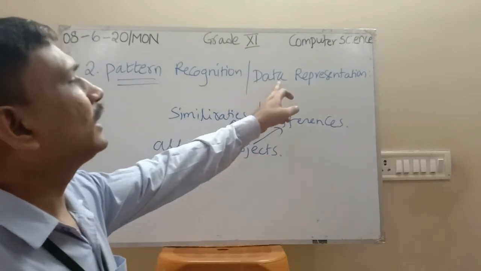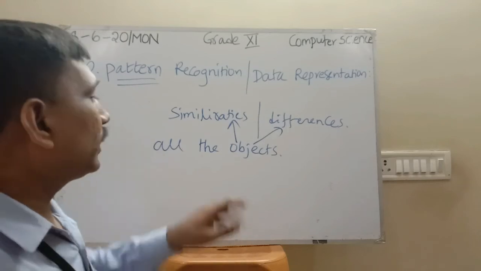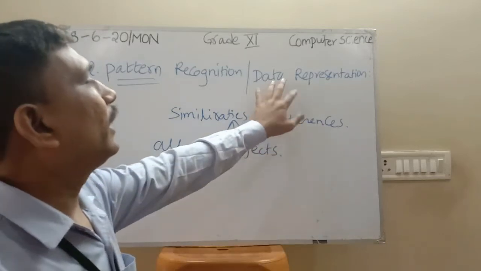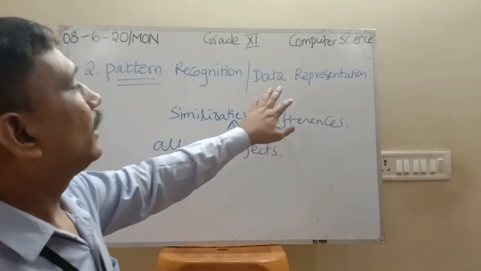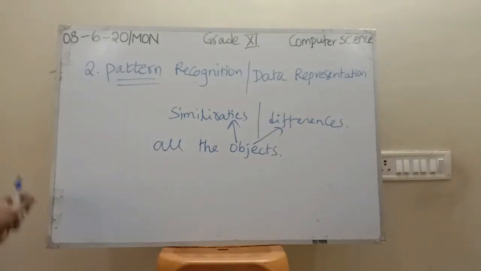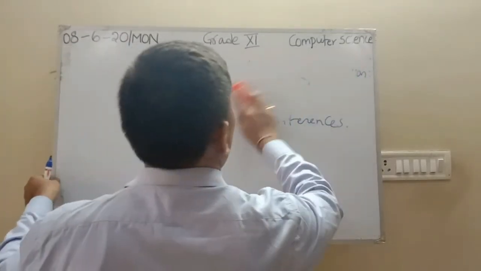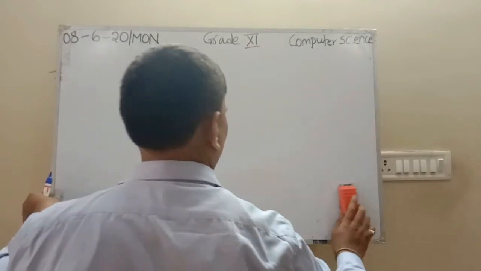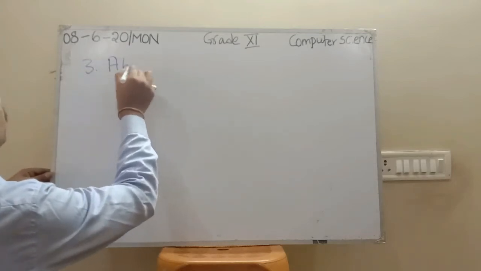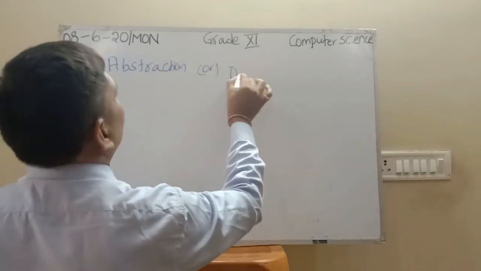And we identify whether there are any trends in that data. We represent all these objects in a data manner. After that, we identify any data analysis and trends in the data. This is the concept of pattern recognition and data representation. The third characteristic is abstraction, also called data abstraction.